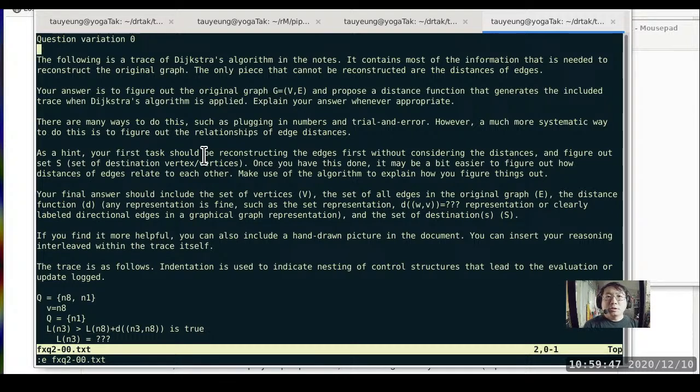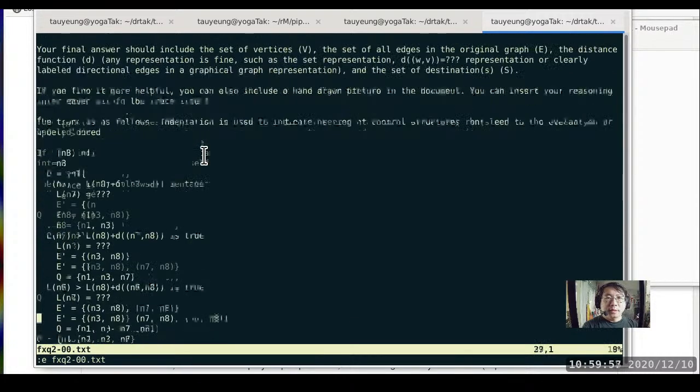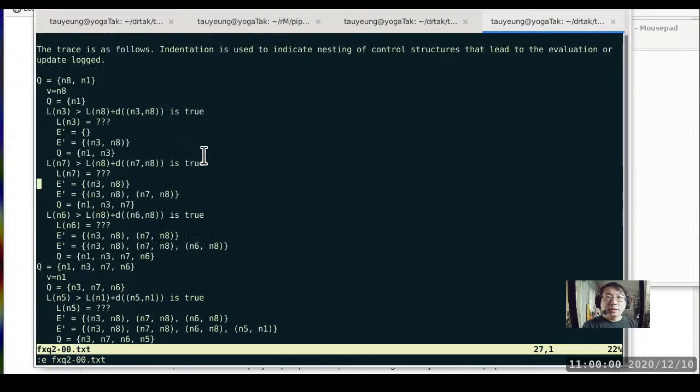So the second question has to do with Dijkstra's algorithm, and I give you a trace. Let me just fast forward to the trace. This is the trace where the indentation is matching the nesting of the algorithm, and I'm indicating what is happening in the variables.